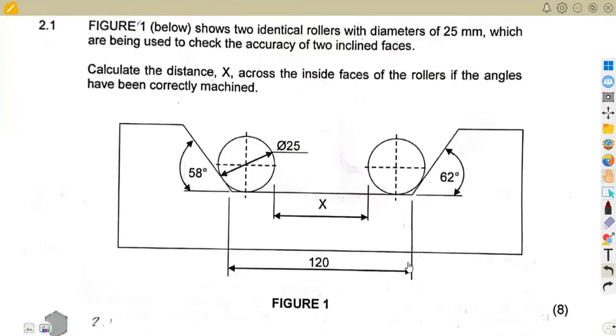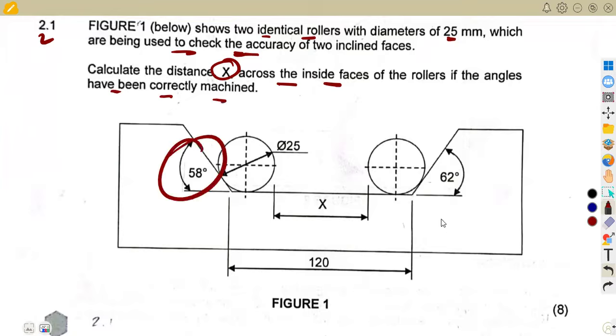All right, so this diagram is just a little bit slanted, guys, as you can see, but I just hope it will make sense as we are answering this. So we are given on 2.1, Fig 1 below shows 2 identical rollers. So these are identical with the diameters 25 millimeters, 25 millimeters, 25 millimeters this side. We talked about this type of question a lot of times, which are being used to check the accuracy of, to calculate the distance x across the inside faces of the rollers if the angles have been correctly machined.